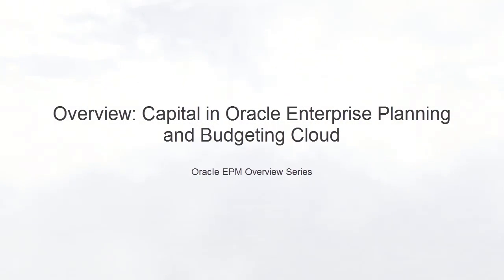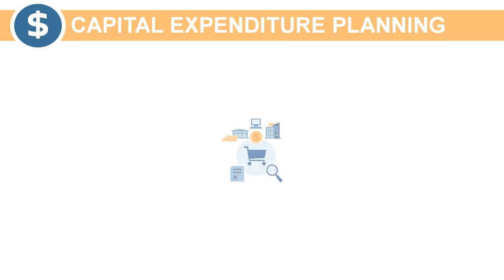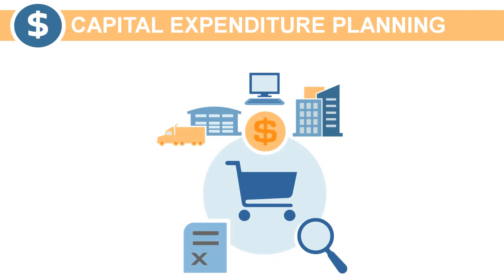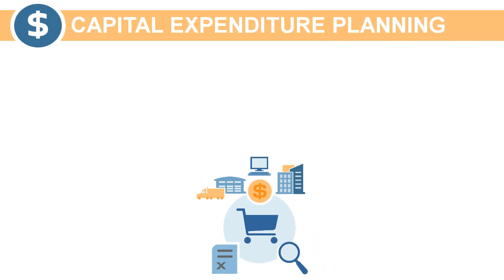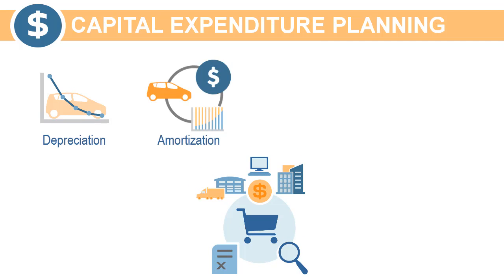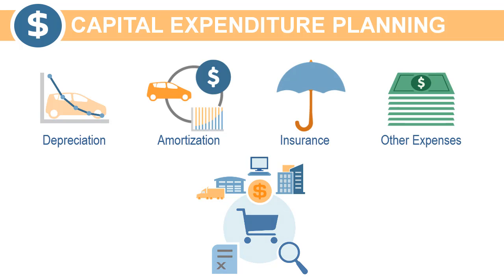In this overview, we'll show you how to use out-of-the-box features to perform planning tasks using the capital business process in Oracle Enterprise Planning and Budgeting Cloud. Capital expenditure planning enables the planning for long-term impact of capital asset investments on financial plans. You define assumptions used to calculate depreciation, amortization, insurance, and other expenses.